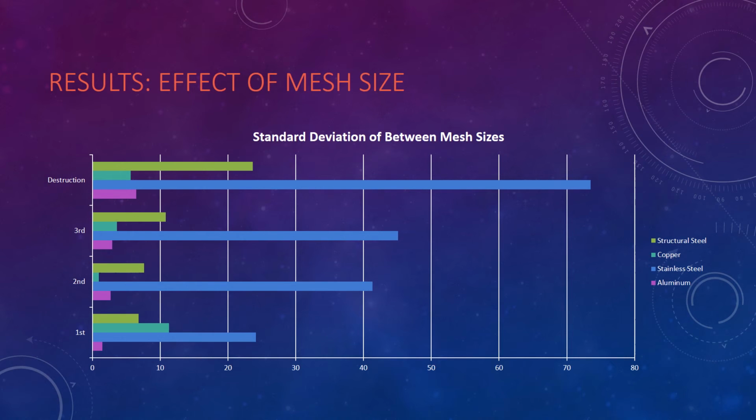But as we went up in time, to destructive time, which was 162 degrees Fahrenheit, the longest time, the distribution between the different times for each mesh was much larger. That pattern shows that the longer the analysis went on, the more distributed and varied the times were between each mesh size.